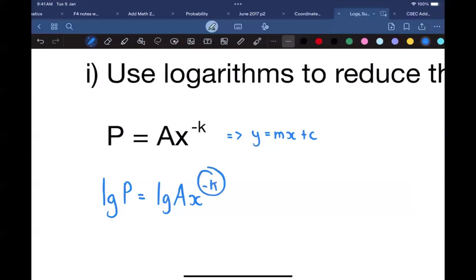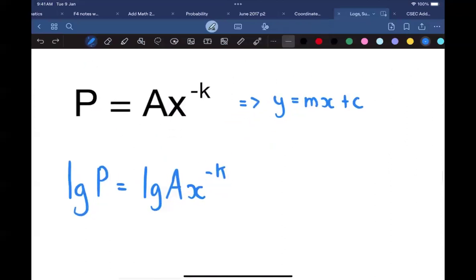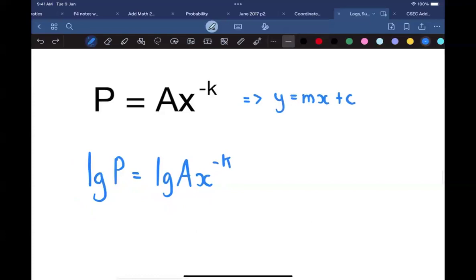Aliyah, can I take the minus k and bring it to the side? Yes? No, you can't, because it has no brackets. So that minus k, what is the only thing that is being raised to that power? X. So you can't do that. So you have to separate it.